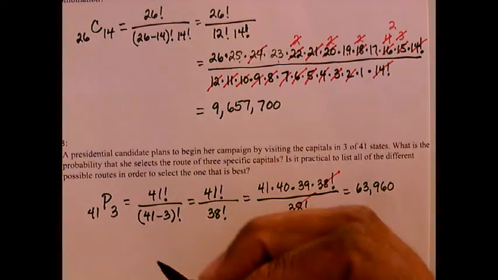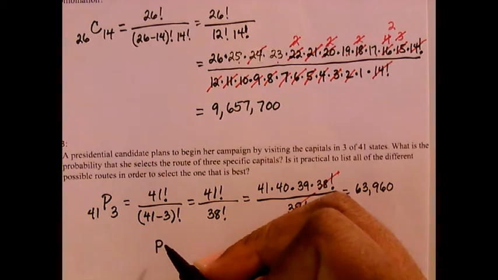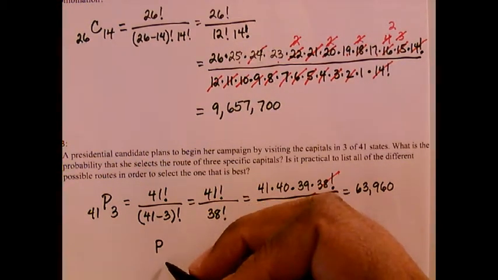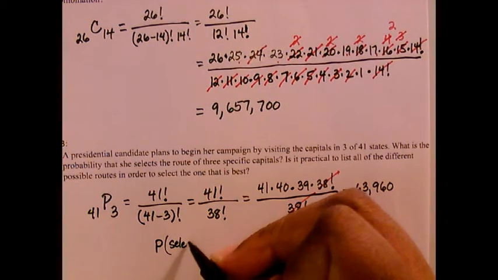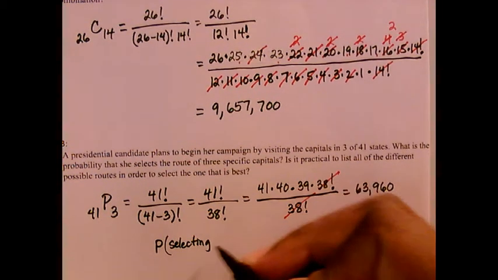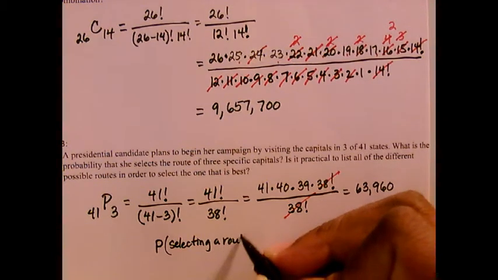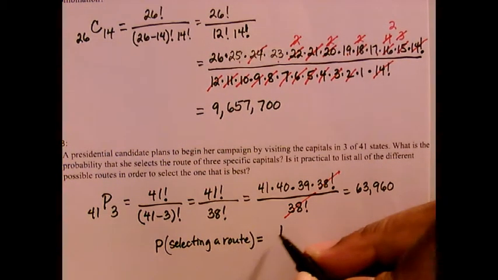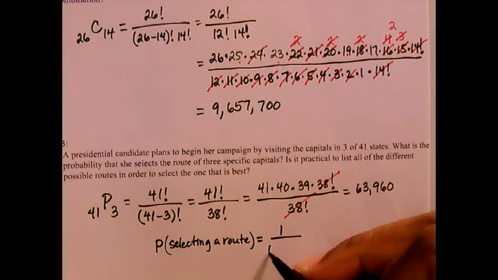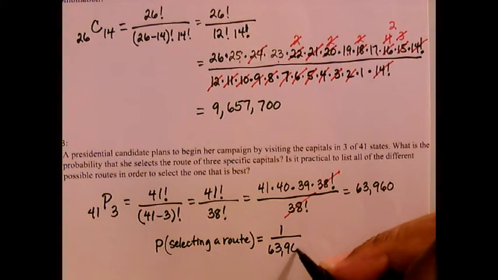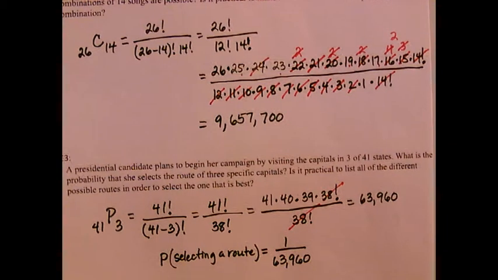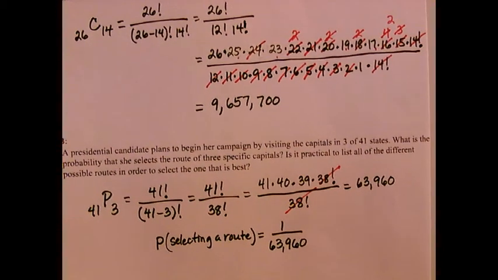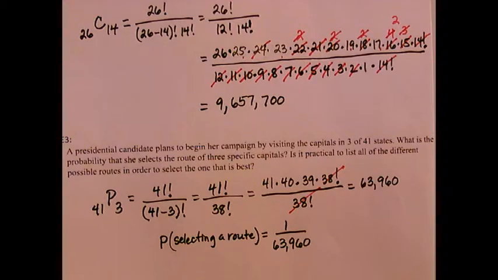Now for the probability of selecting the route, there's only one way to do that, so it'll be 1 over 63,960. So the probability of selecting a route of 3 specific capitals would be 1 over 63,960.